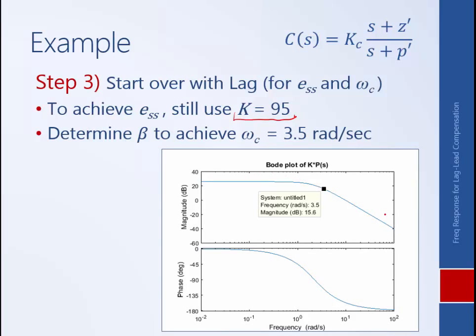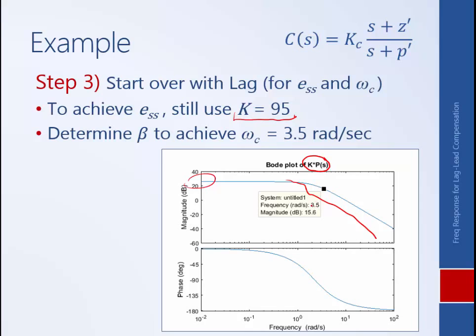So this is the Bode plot of the plant with our K equal to 95. So adding this K bumped up our DC gain just as we desired. With a lag compensator, we need to figure out how much gain reduction. So we're going to bump up the magnitude at low frequencies, but then we're going to drop the magnitude at higher frequencies. And this amount of drop is going to be determined based on where we want to place the crossover frequency.